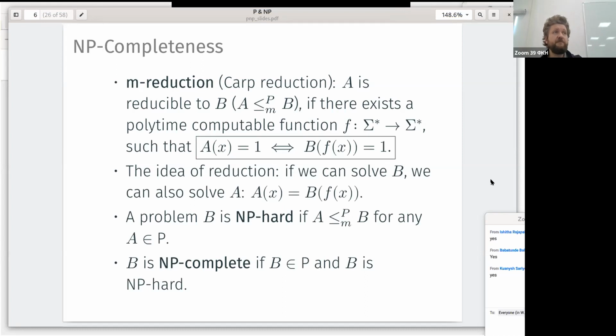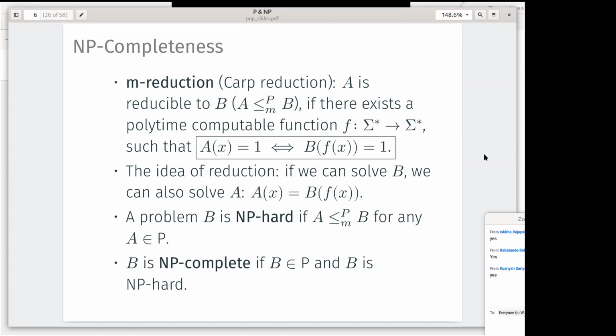So this reduction can be used for proving polynomiality of something. If you know a polynomial algorithm for B and you know a reduction, then you know a polynomial algorithm for A just by this equivalence in the box. But we're going to use it backwards in a sense.